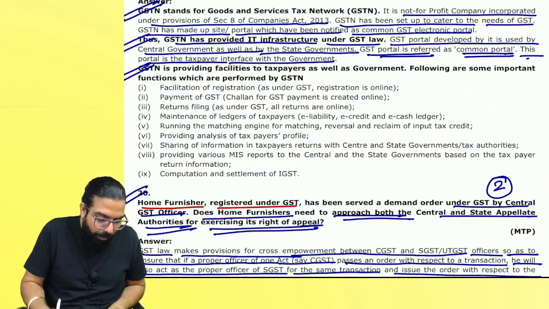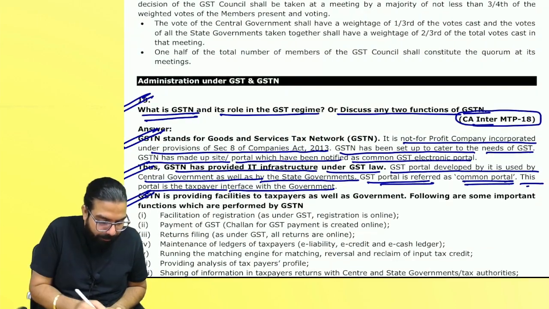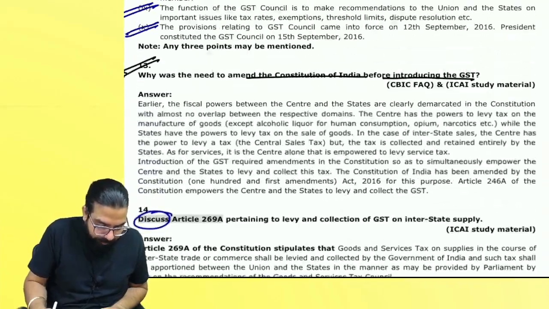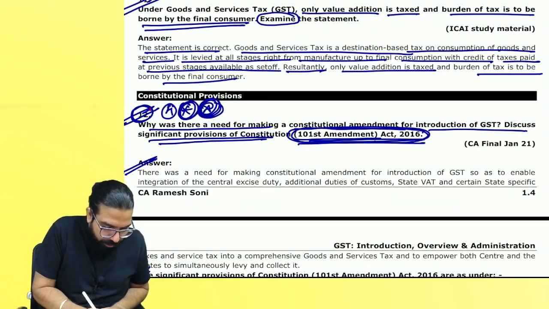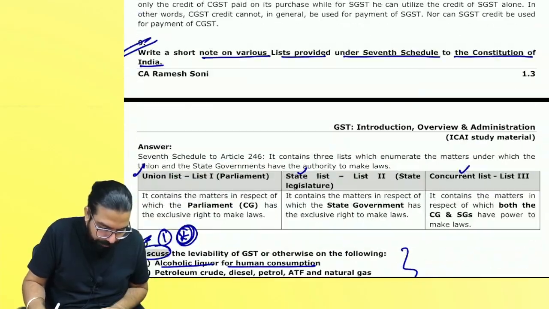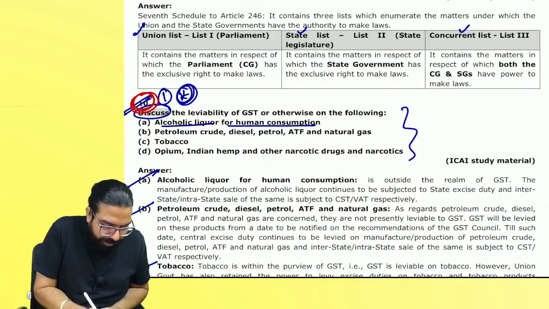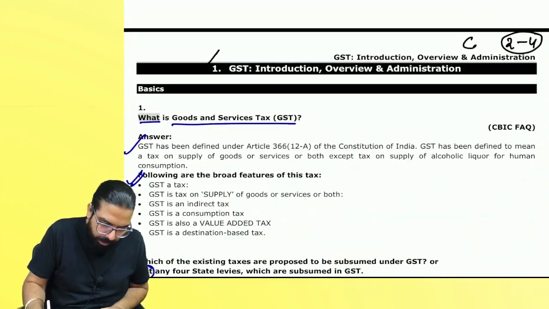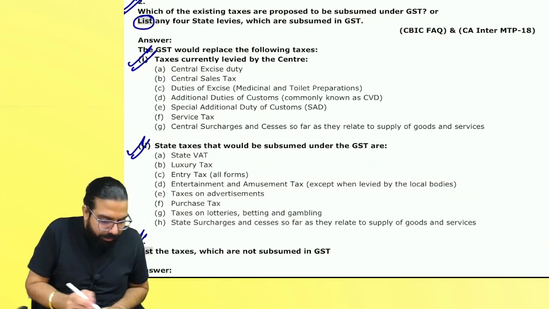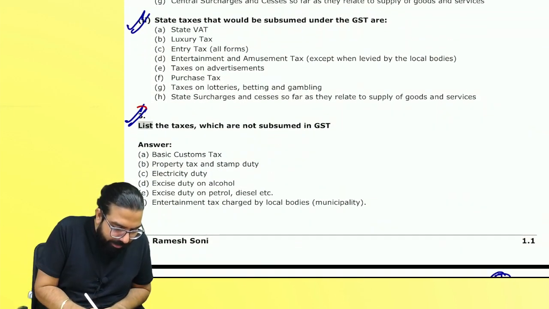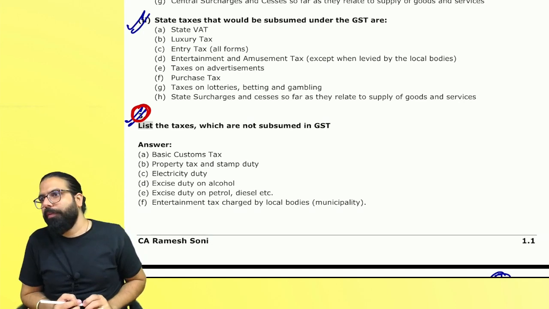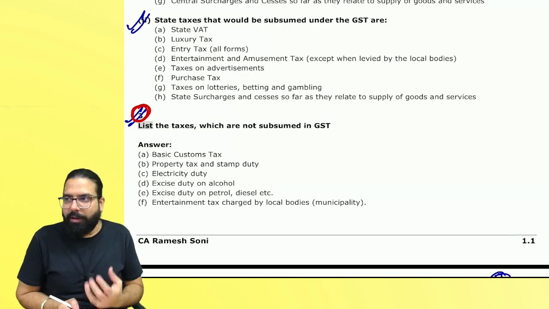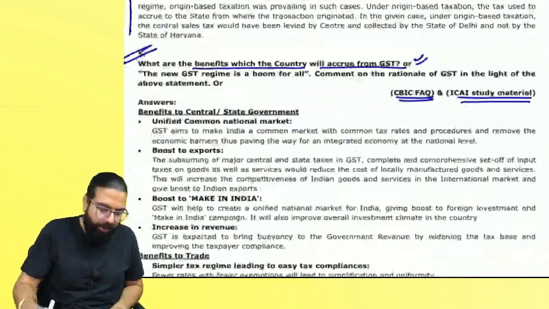In this chapter, in my opinion, you should do question number 20 by writing, question number 19 by writing, question number 16 by writing, question number 12, question number 10, others all you can read and go. Otherwise, the question which is there, list the taxes which are not subsumed, is also a good question. Okay, everyone? These are A graded questions from a C graded chapter. So these questions at least you should go and do.